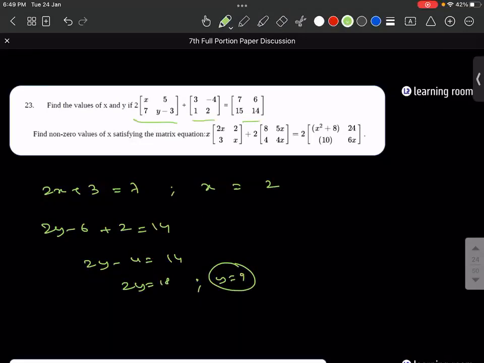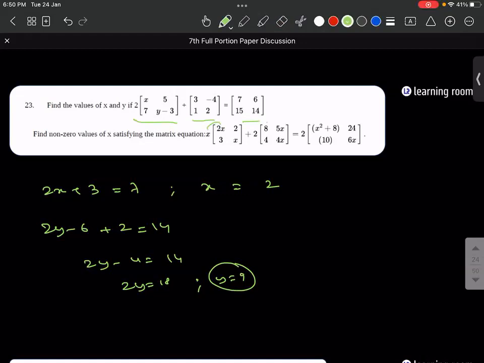Correct. Find the non-zero values of x satisfying the matrix equation. Can you tell me? 2x plus 16 is equal to 2x square plus 16. Sir, here also 2x square only. Why? Because x is non-zero. Okay, then the first part makes no sense, so I cannot do 2x square plus 16 is equal to 2x square plus 16.